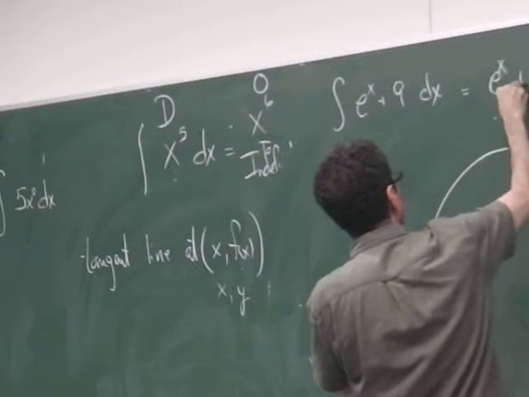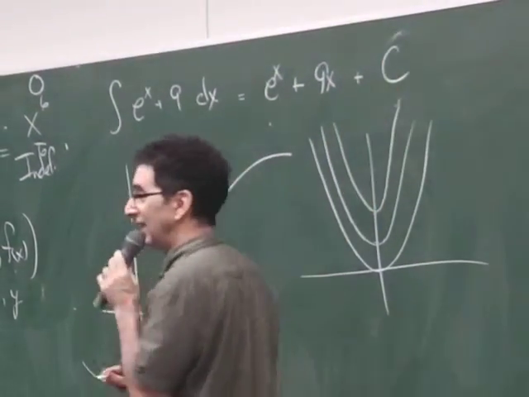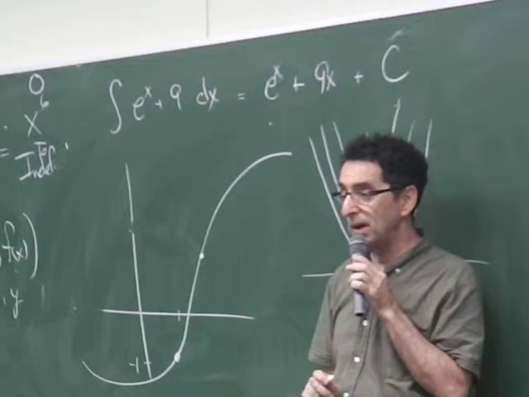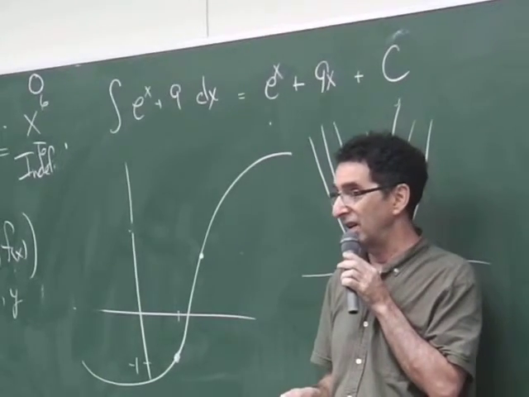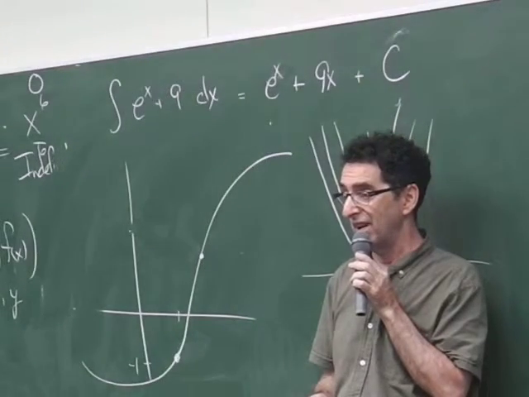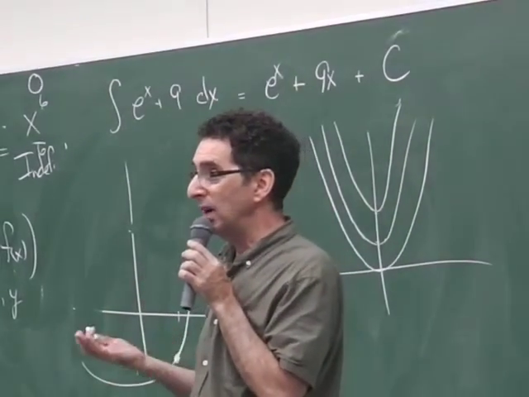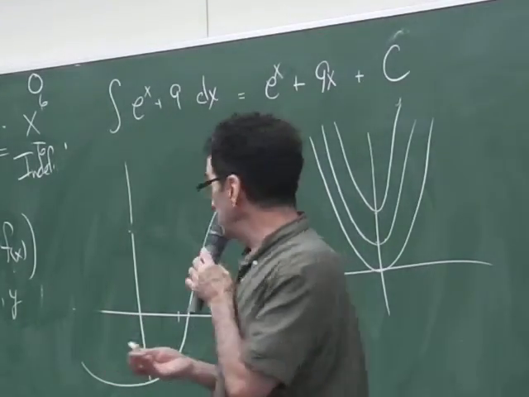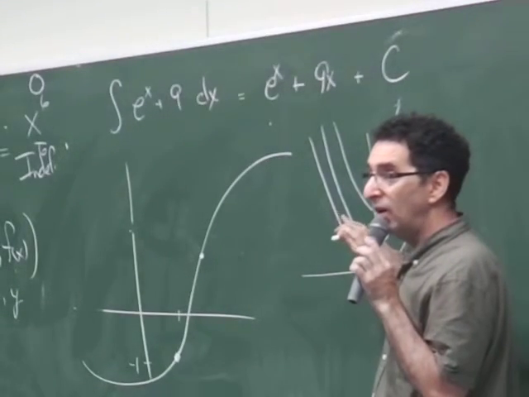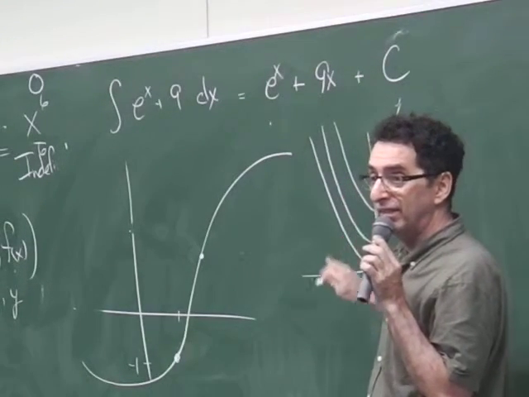E to the x plus 9x plus c. That c is a big problem now, because if you put in c there, you're going to get it wrong. They don't want many functions, they want a single function. But remember, what's the difference between if you put in c equals 1, or c equals 2, or c equals 3? In this case, what was the difference? You just get a shift up or down, right? So all the different answers are going to be the same shape. They're just going to be shifted up or down.